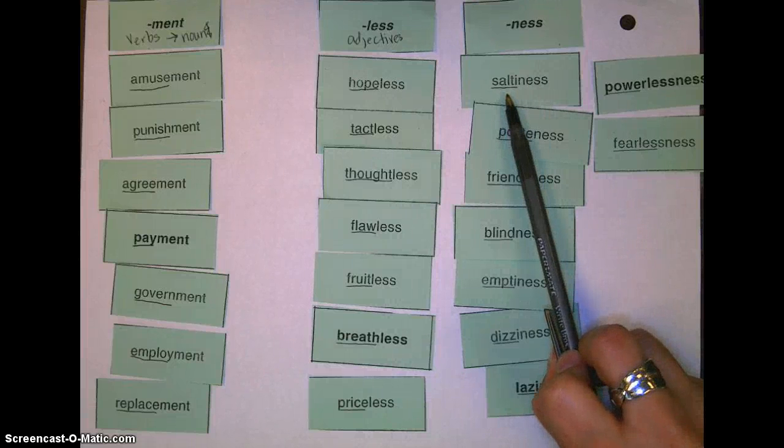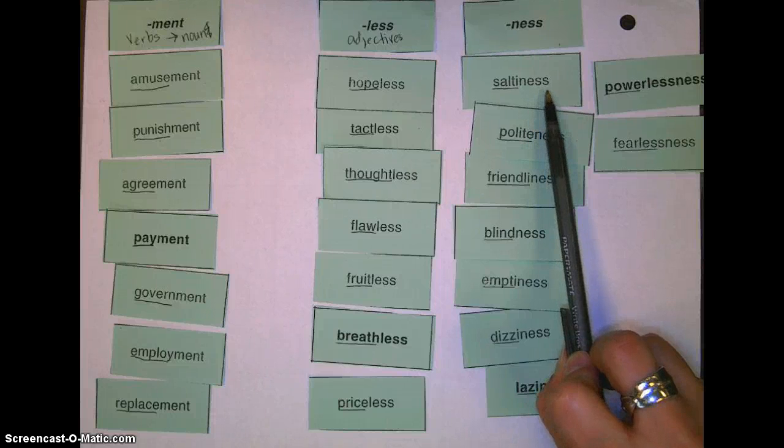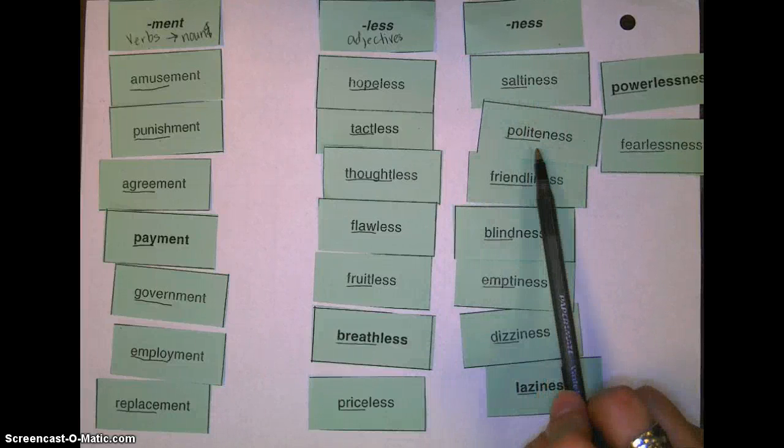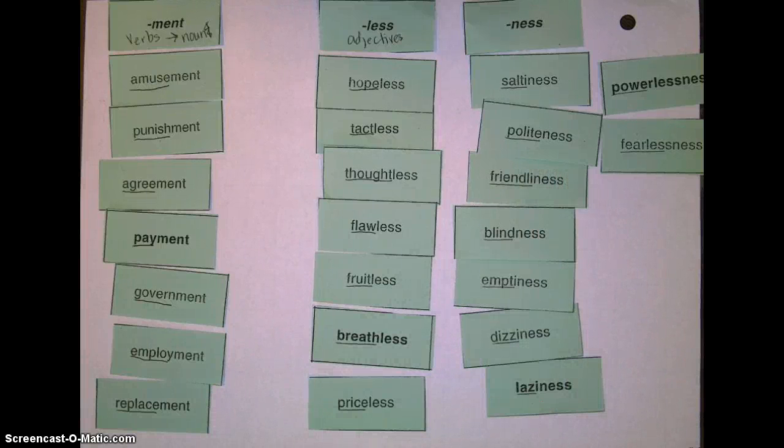For our base word, we have salty, and then adding ness changes that word to saltiness. Polite, and then politeness. Now when we add the suffix ness, we're actually changing adjectives into nouns. Our base words are adjectives: salty, polite, friendly, blind, empty, dizzy, and lazy. Those are all adjectives or describing words. When we add the suffix ness, it turns it into a noun, which means the state of being.